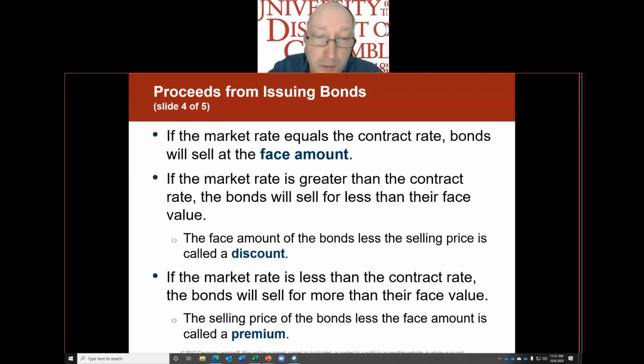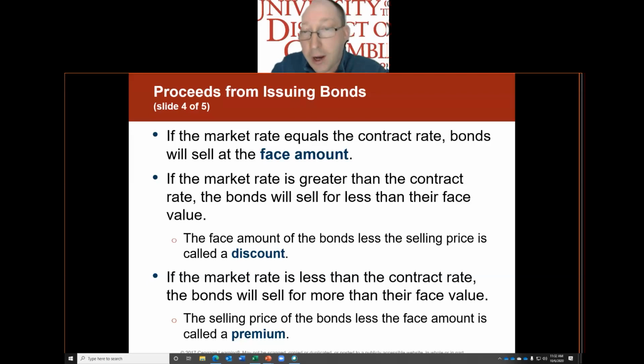So let's talk a little bit more about the definitions of bonds. Face amount. When you hear the word face amount, that is the face value. If the market rate equals the contract rate, then the bond will sell at that face value or face amount. That's when market conditions equal the bond rate. It's very rare that that actually happens. It's almost rare to the point where it doesn't exist, but it does once in a great while.